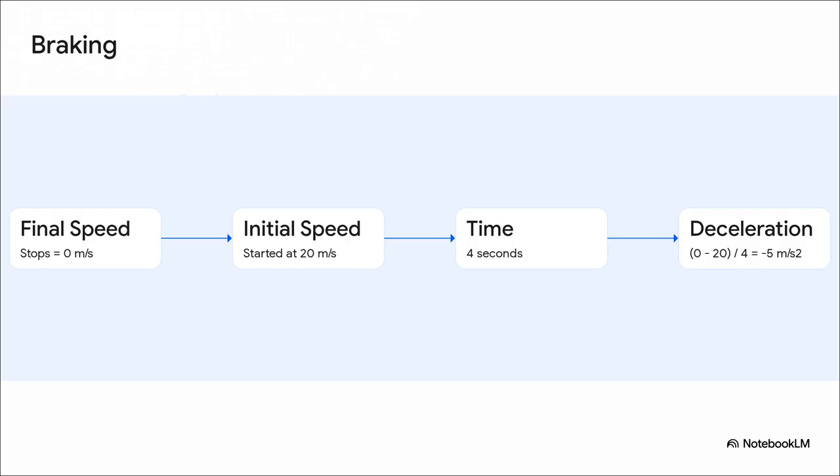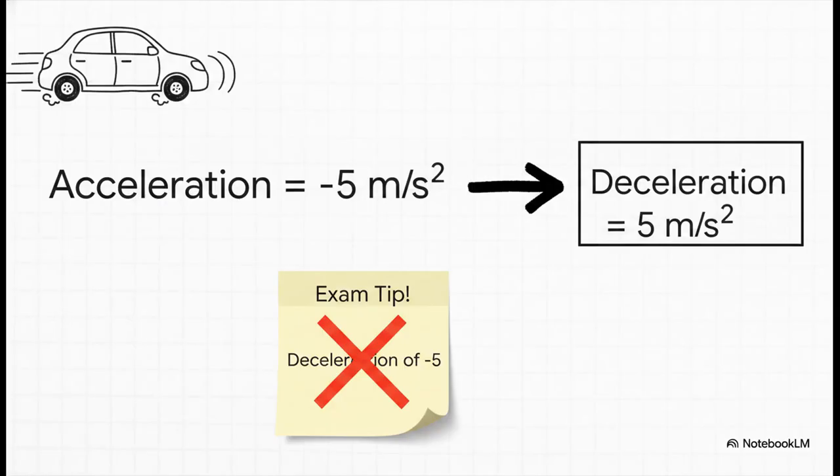To find the change in speed here, we always subtract the initial speed from the final speed. So, 0 minus 20 gives us a negative 20. Divide that negative 20 by the 4 seconds it took to stop, and we get an acceleration of negative 5 meters per second squared. Now pay close attention here, because this is an absolute classic exam trap.